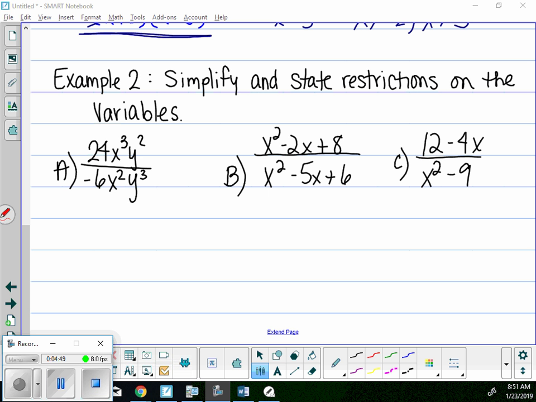Part A is different because there are no addition and subtraction signs. It is all stuff being multiplied over stuff being multiplied. This is a situation where we can cancel stuff all day long. Or you can just think of it as you got numbers. 24 divided by 6 is, that's a negative 6, so that would be negative 4. Then deal with the x's.